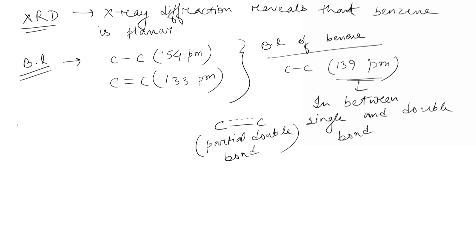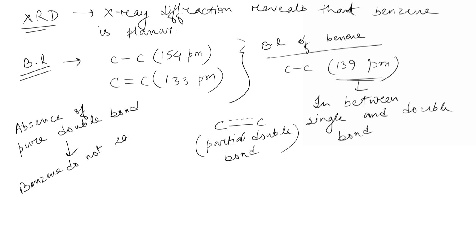Since there is an absence of pure double bonds, benzene does not easily show addition reactions. We have seen that for alkenes and alkynes, addition reactions were a very crucial property, but for benzene it is not so. Because for alkenes there were pure double bonds, but benzene double bonds are partial. That's why they do not show addition reactions. Now we will discuss the aromaticity of benzene.